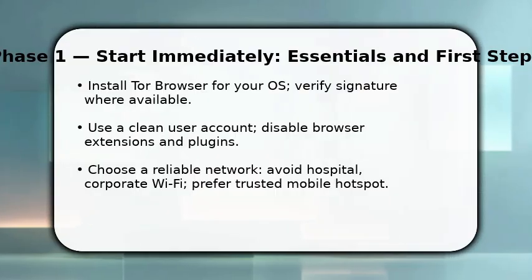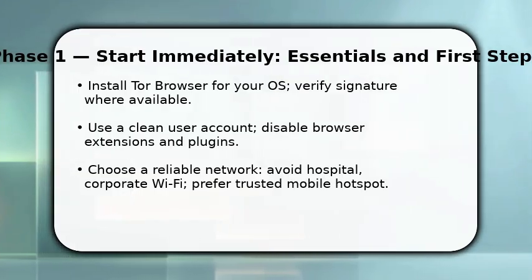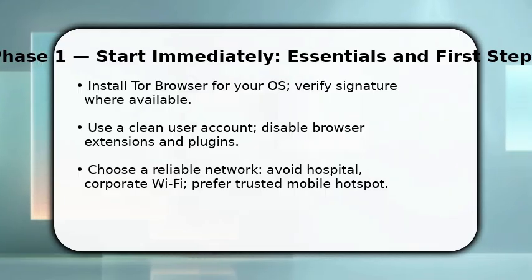You begin by preparing a minimal, isolated environment. Install Tor browser and verify its signature so you ensure integrity. This prevents tampered builds. Create or use a separate user account and disable extensions and plugins because they leak identifiers.